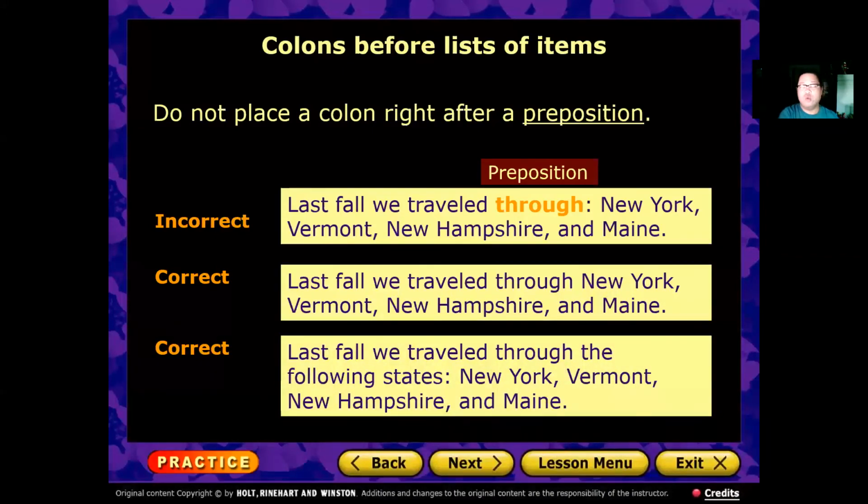Okay. Now, if you want to use a colon, like what I told you, either use "as follows" or the word "following." Like this example. Last fall, we traveled through the following states: New York, Vermont, New Hampshire, and Maine.